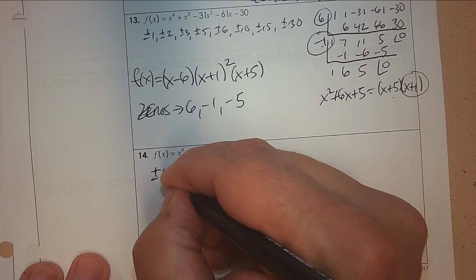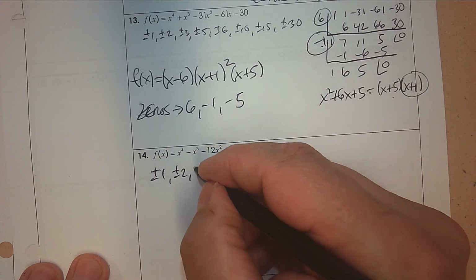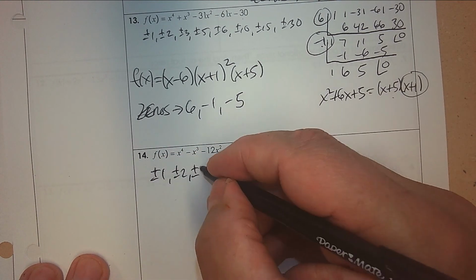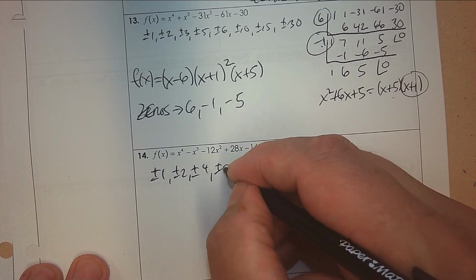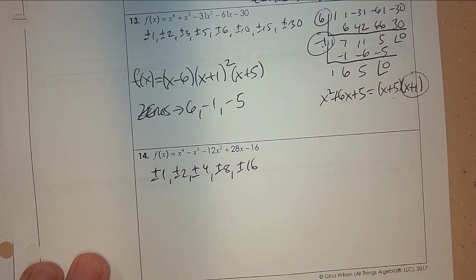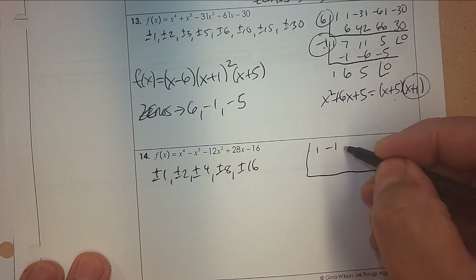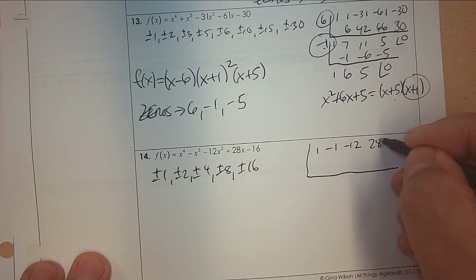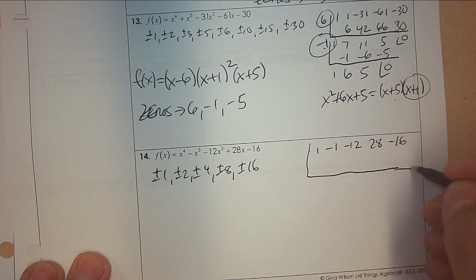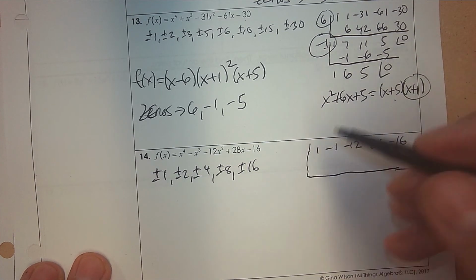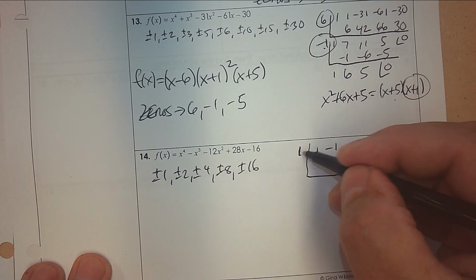All right, start with your list. It's always best for you to try it first, but if you really can't, then you can practice with me. So what are all the numbers that go into 16 evenly? Let's draw a synthetic divide sign. 1, negative 1, negative 12, 28, and negative 16. Now, I can see that if you add this up, it adds up to 0, so I know positive 1 works.